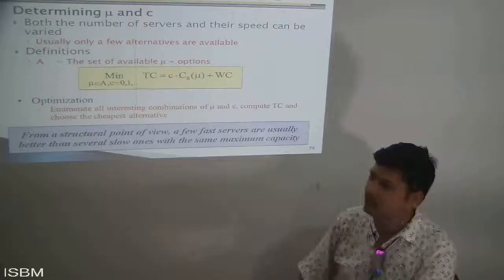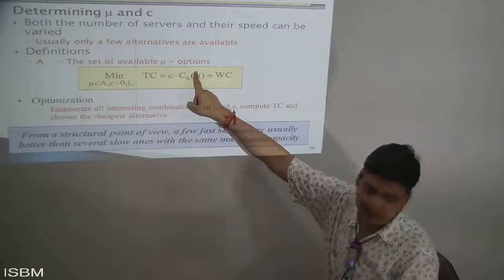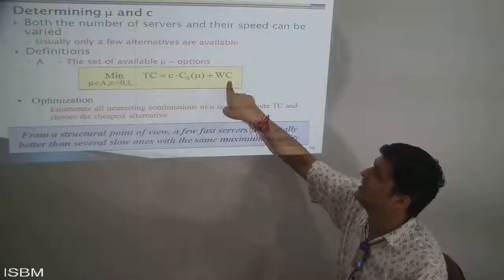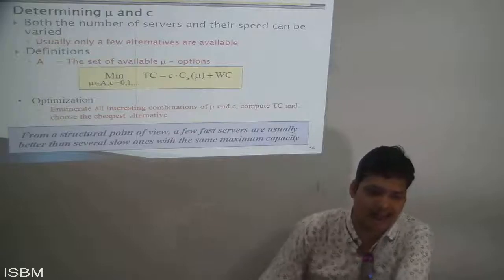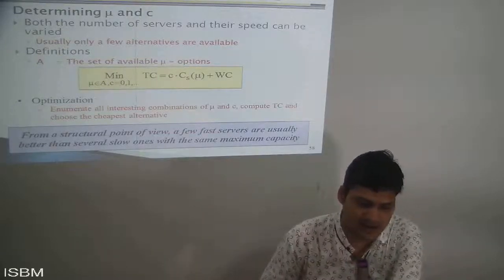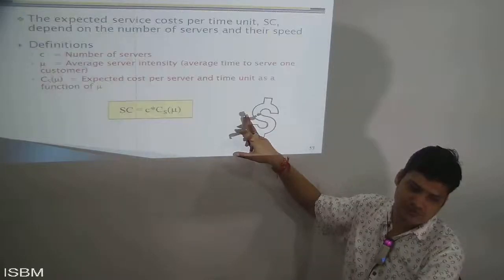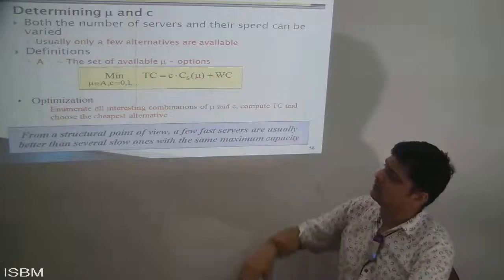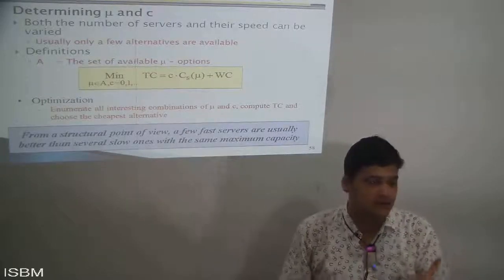So total cost is nothing but the service cost and waiting cost. The service cost, which is seen over here, is C into Cs(mu), plus the waiting cost over here. We will add both, as we can see over here. So total cost is equal to waiting cost plus service cost. When we add these two, we get the total cost.